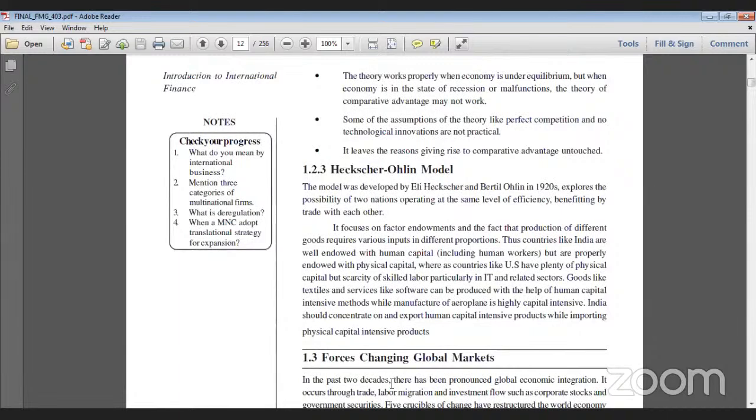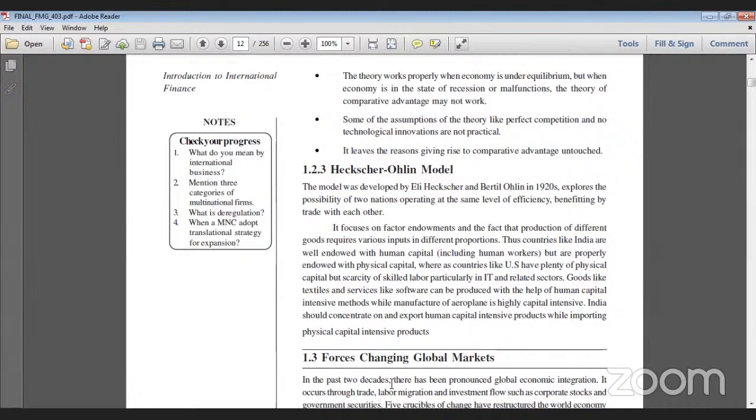The third one is the model developed by Heckscher and Ohlin in 1920. Exports of different goods require various inputs and different opportunities.